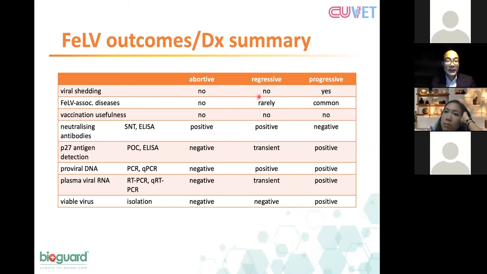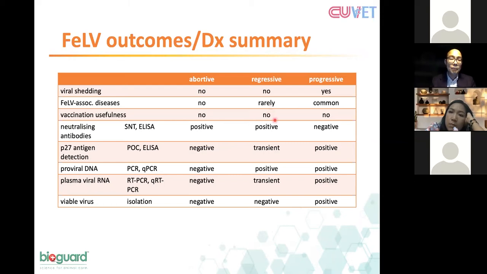For the second group, regressively infected cats, there is no viral shedding because the viral replication is contained, already controlled. FeLV-associated disease is rarely observed in these regressively infected cats, but we never say never, because regressive infection can be reactivated by immune suppression. For example, if a cat with regressively infected status of FeLV is co-infected with FIV, which suppresses the immune response, there is a chance of reactivation of FeLV replication. So therefore, we would say rarely observed, but it's possible.